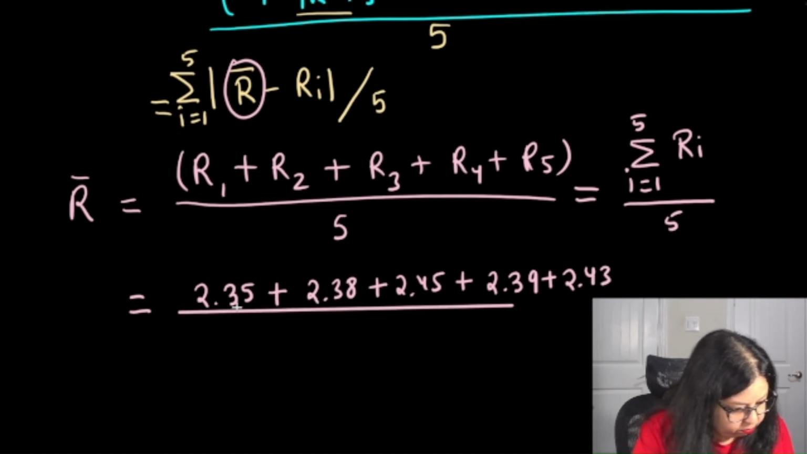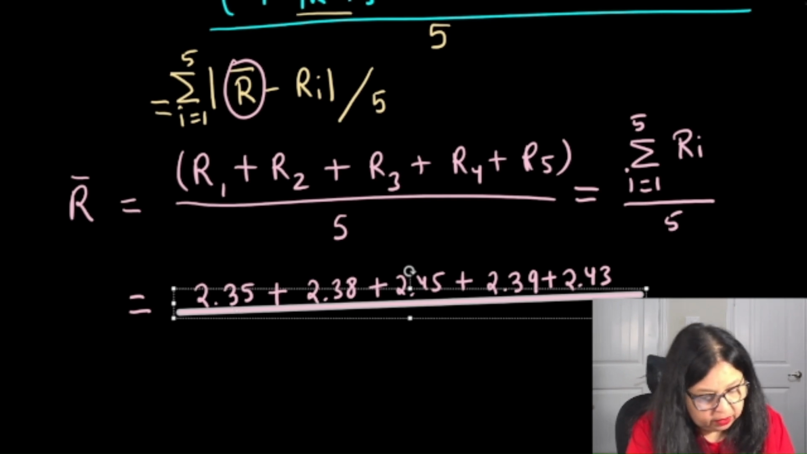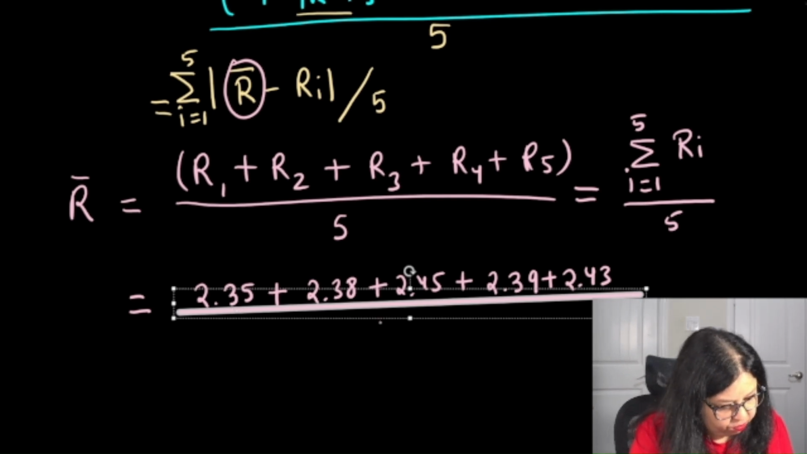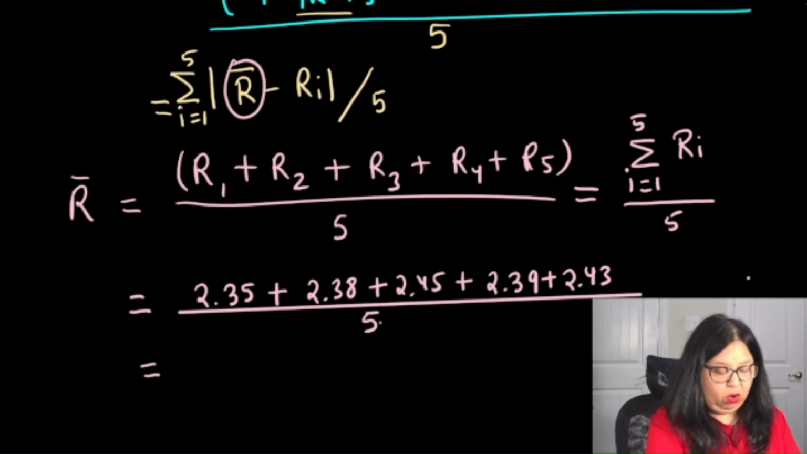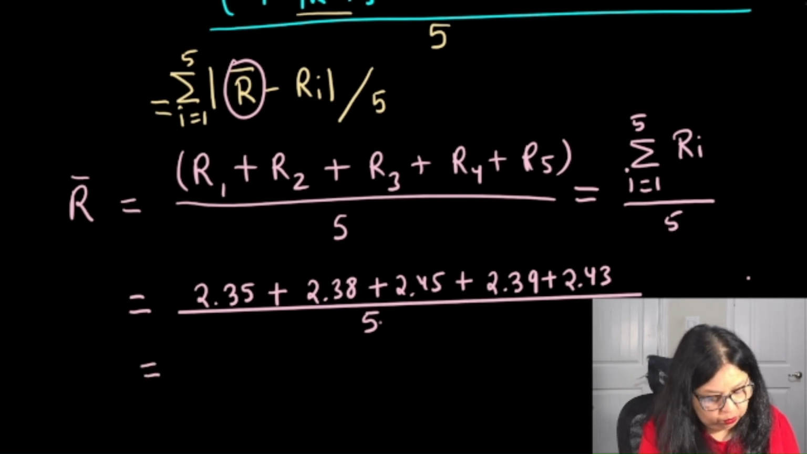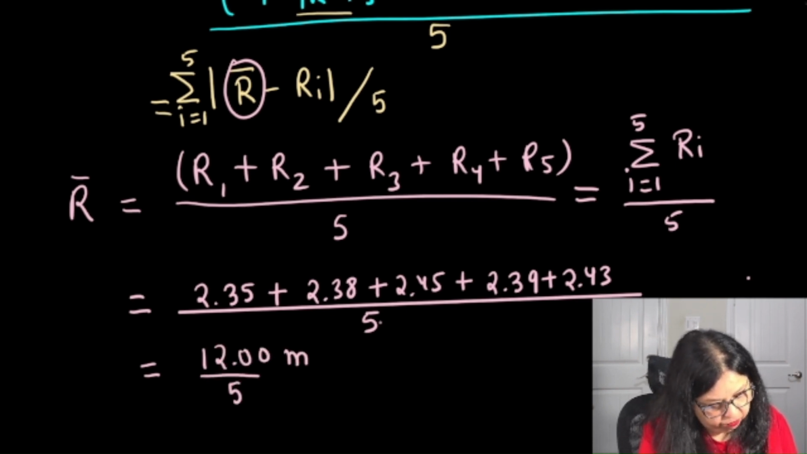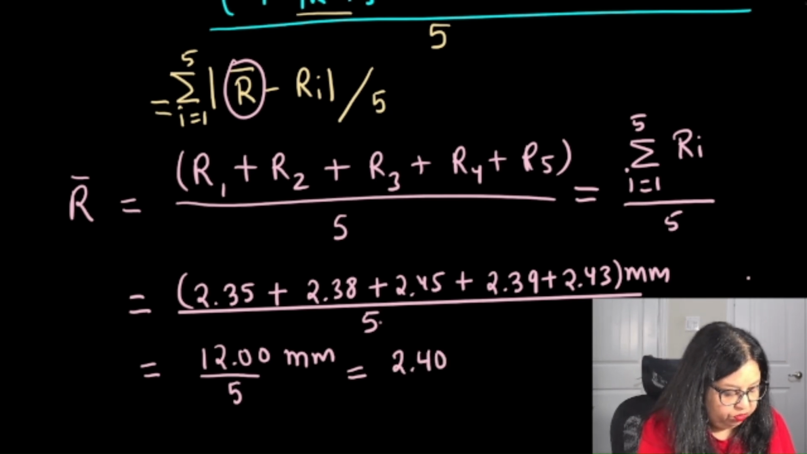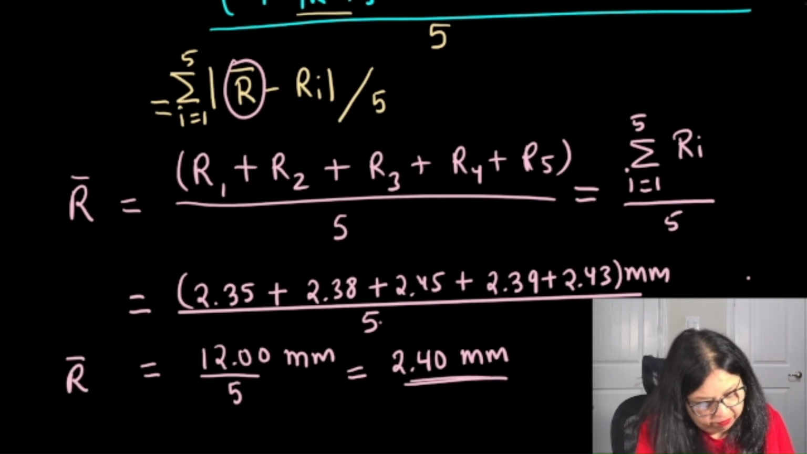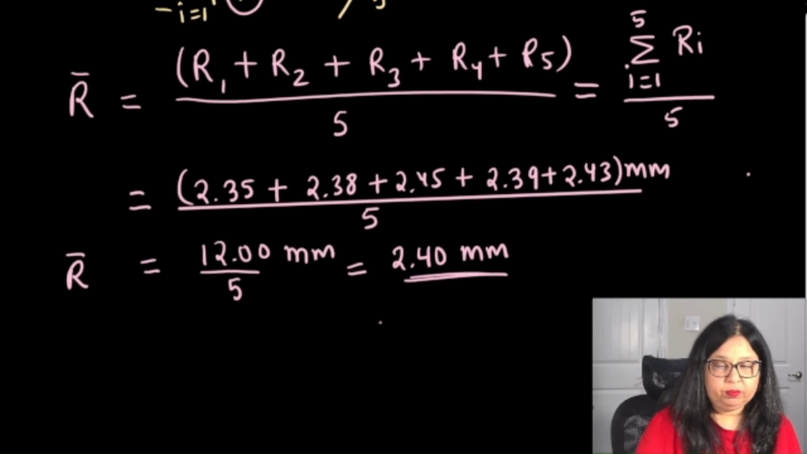Okay, let's draw a line. This is now divided by 5. What does this give us? All this summation is equal to 12.00 divided by 5. Of course, it's all in millimeters. What does this give us? This gives us 2.40 millimeters. So this is our average value of the R.